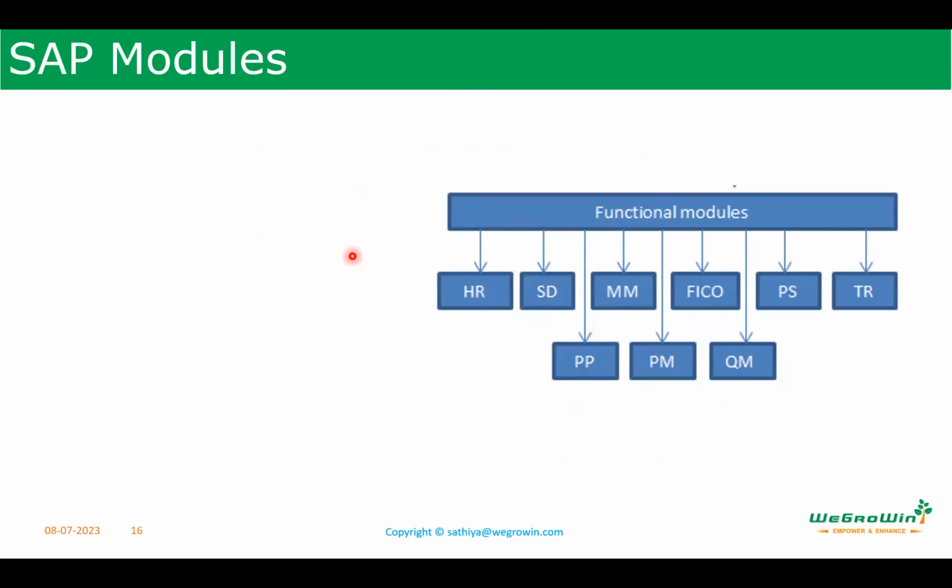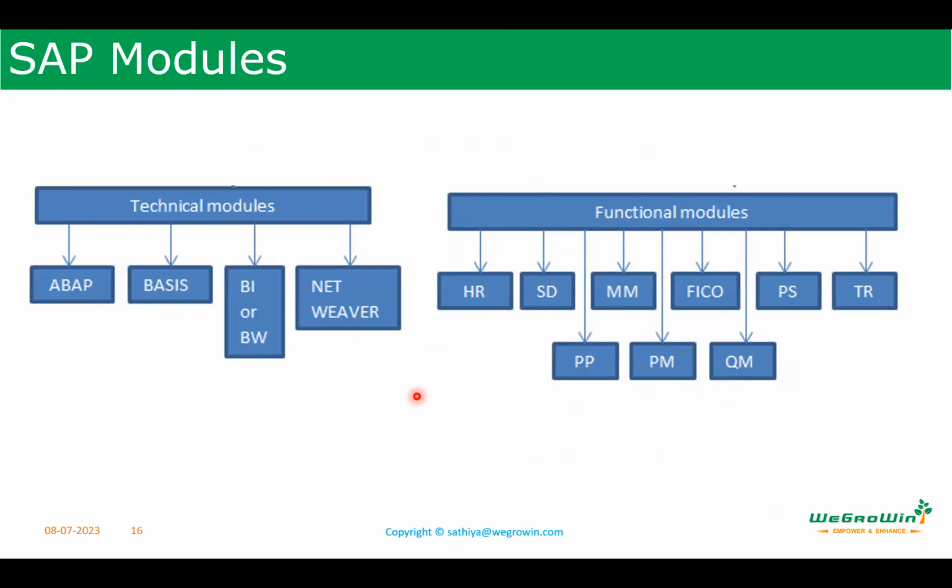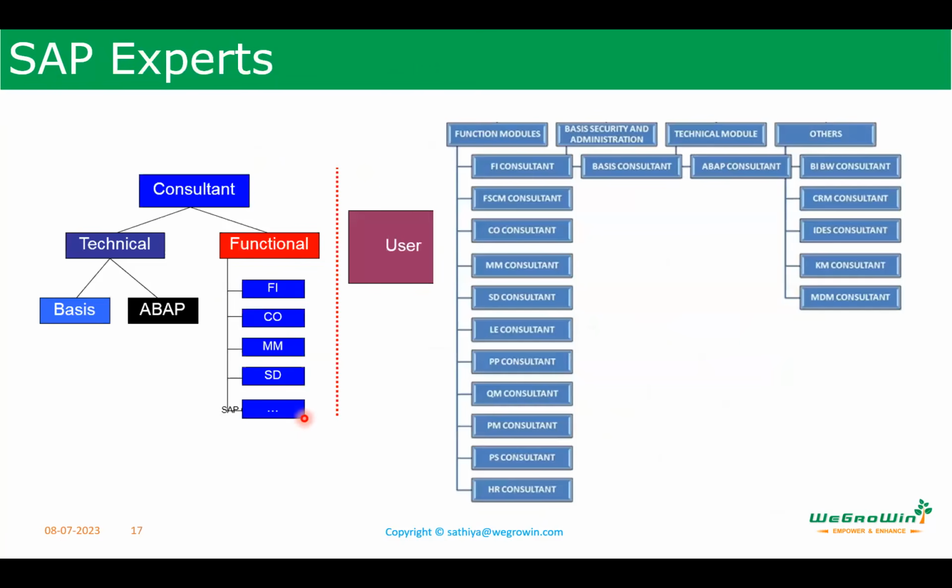So what are the different SAP modules? There are functional modules like HR, SD, MM, FICO, PS and other things. I think all of you know this. Apart from this, there are technical modules like ABAP, BASIS, BW, those kinds of things. And also the experts coming from SAP, like consultants from the technical area, BASIS, ABAP, and functional, FI, CO, MM. This is from the user point of view. Maybe this is just a basic thing.